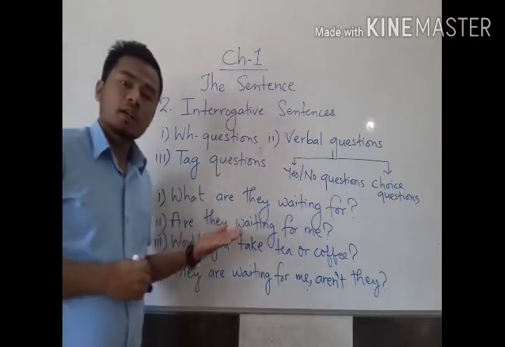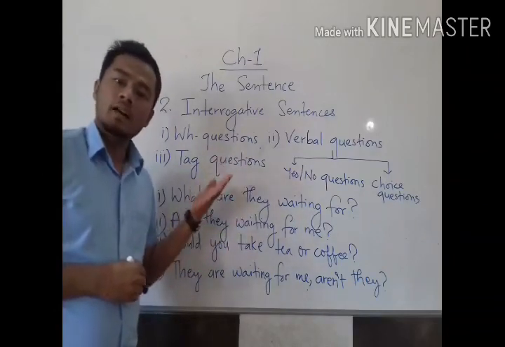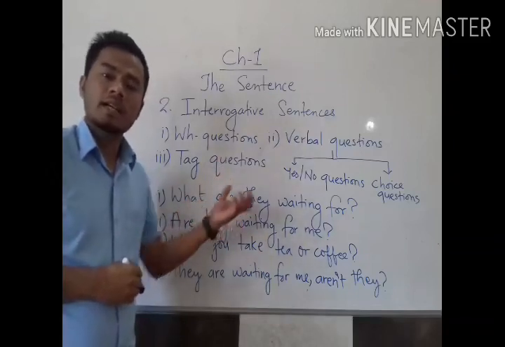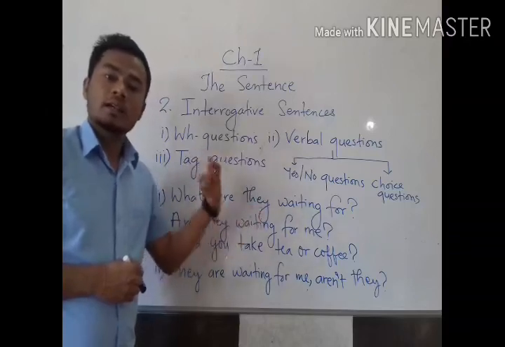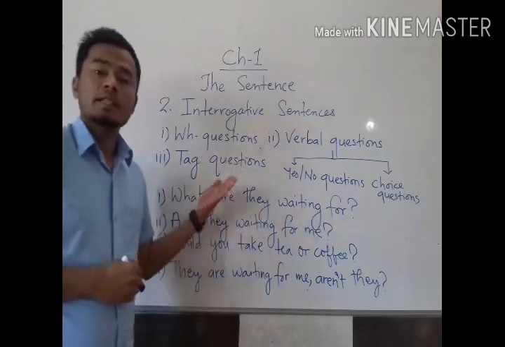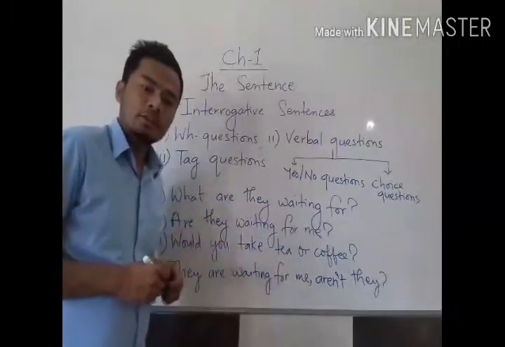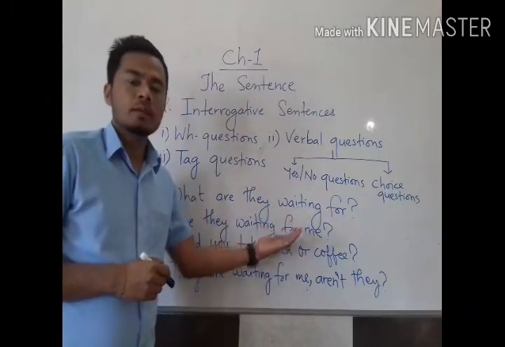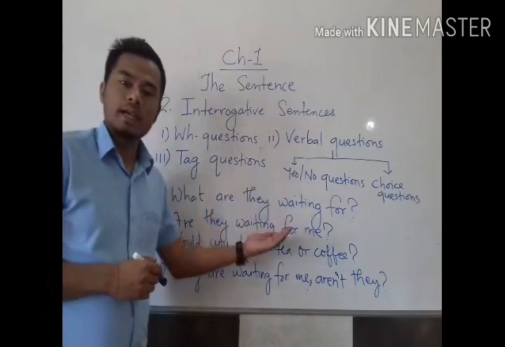Now again, we already know that sentences are positive and negative also. So, if the sentence gives a positive idea, then if you are making a tag question out of it, that question tag will be negative. If the statement is negative, the question tag is positive. In tag questions, if the statement is positive, then the question tag will be negative. If the statement is negative, then the question tag is positive.